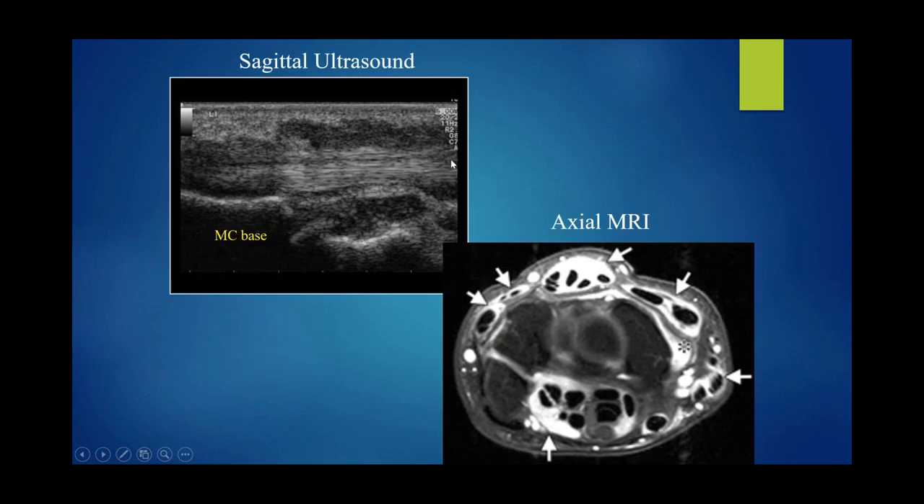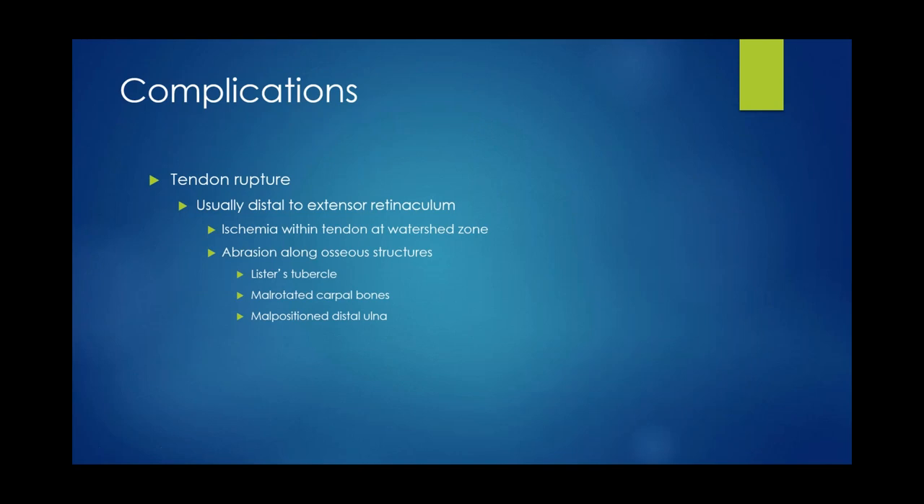Here's a sonographic image along with its MRI correlative. On the sonographic image, you see thickening and proliferation of the synovial tissue of the tendon sheath. The MRI clearly shows increased fluid signal in all of the tendon sheaths and joints of this image.